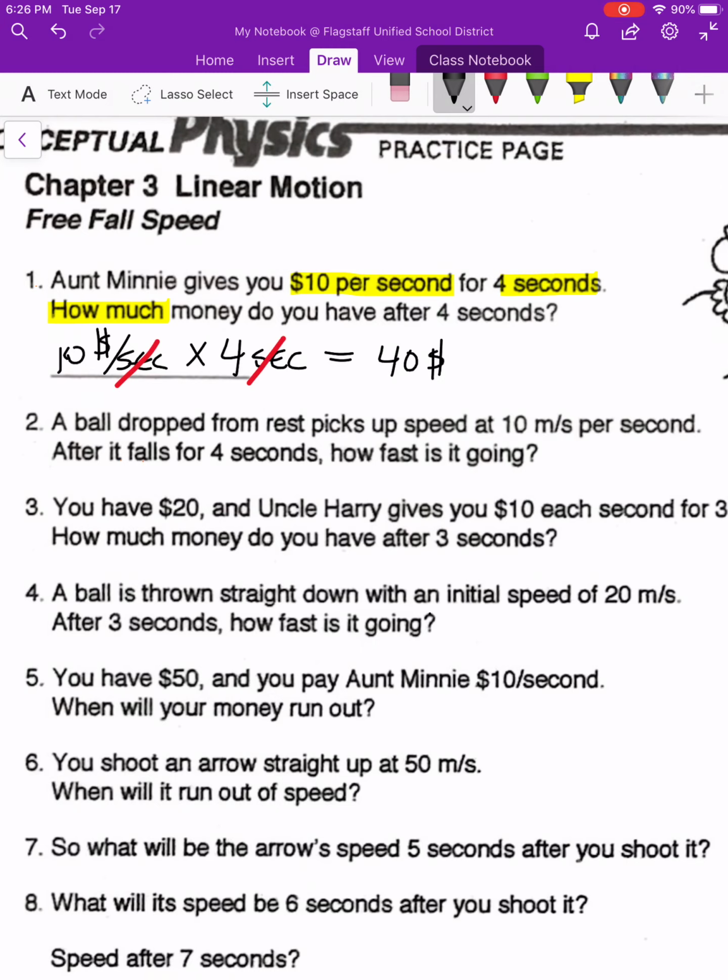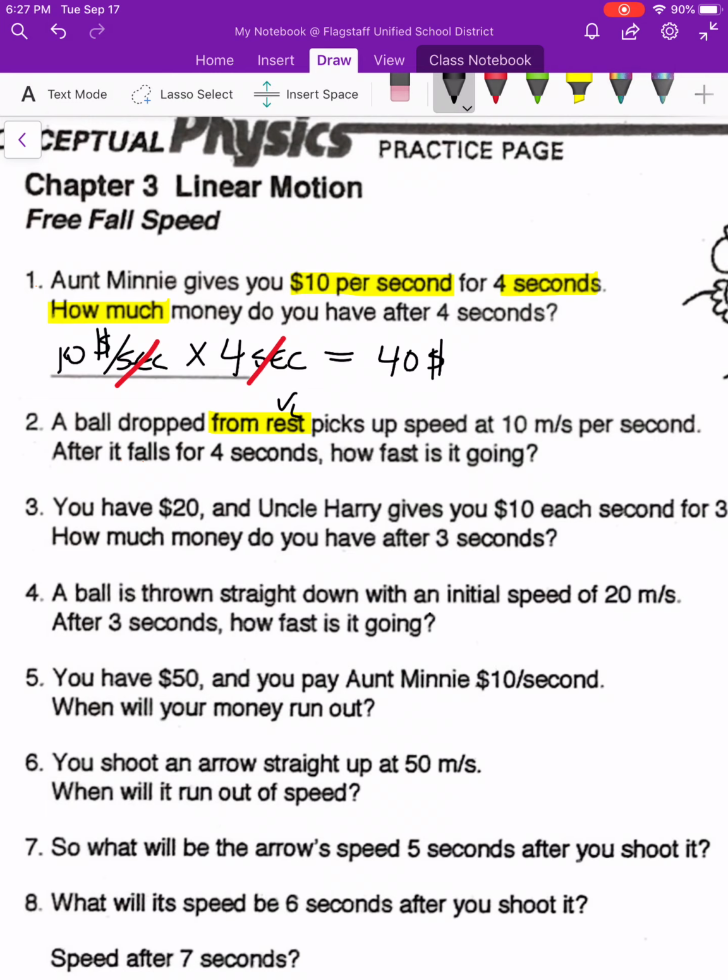Okay, so you can see this one. A ball dropped from rest picks up speed at 10 meters per second after it falls for 4 seconds. How fast is it going? So again, let's highlight the important stuff. This one's not as intuitive, but from rest tells us important information. It tells us that the ball has an initial velocity of 0. So I can say that right here.